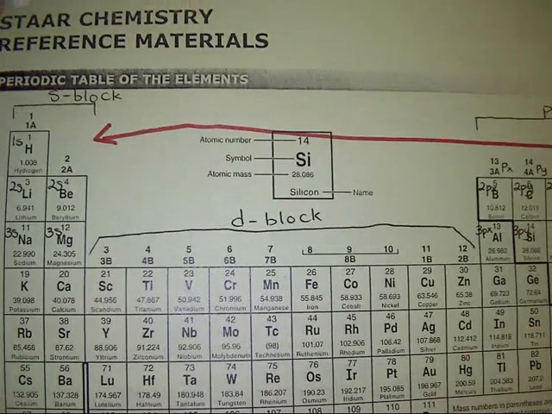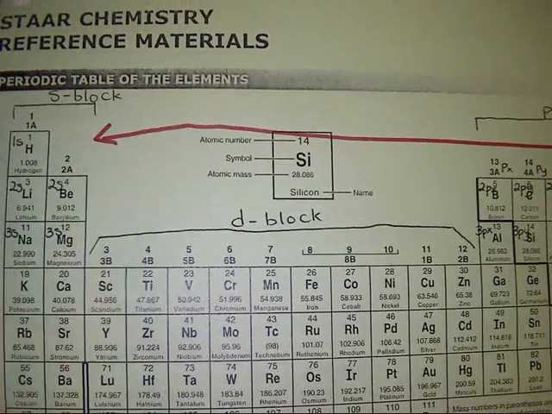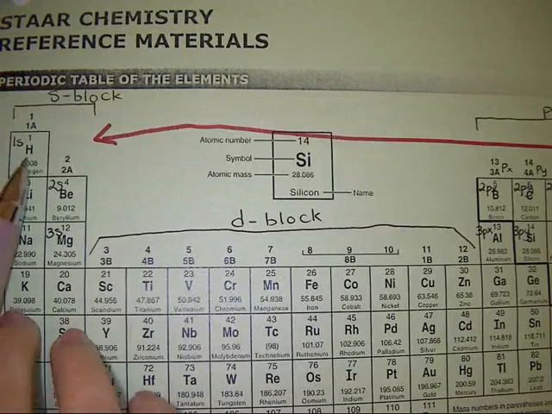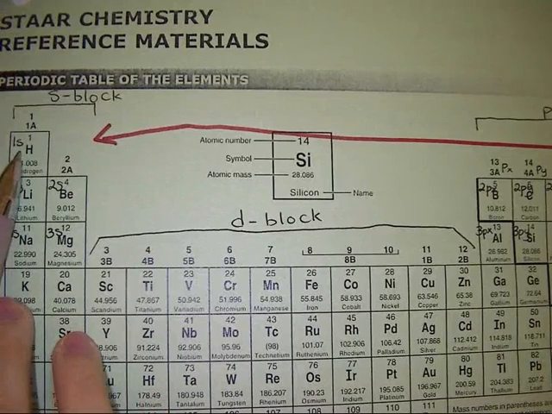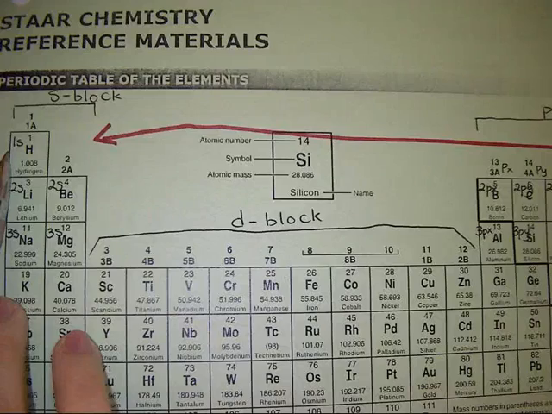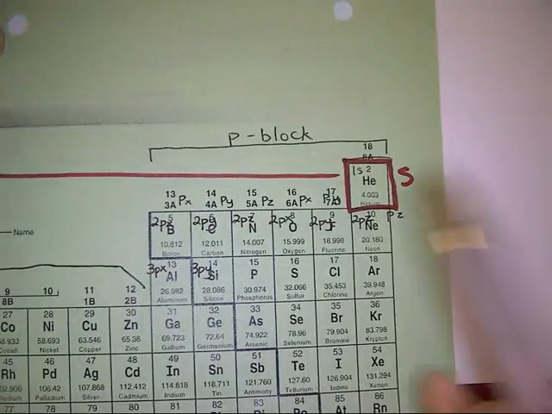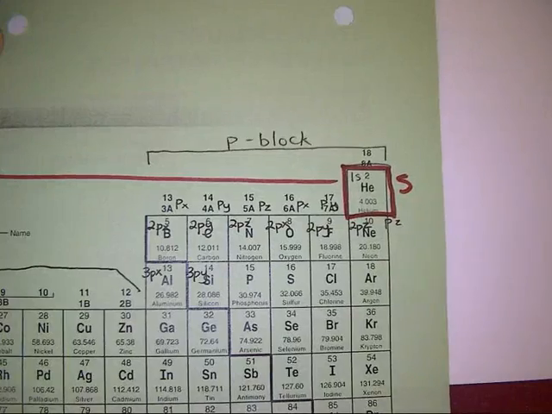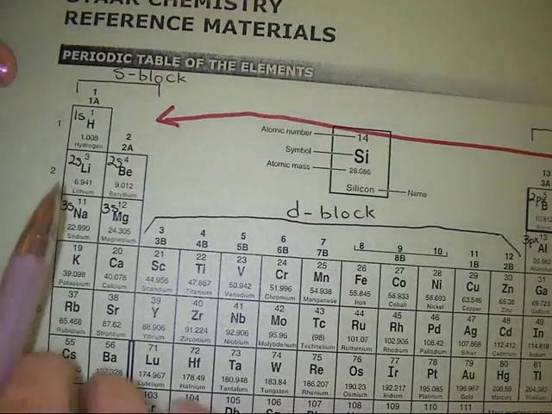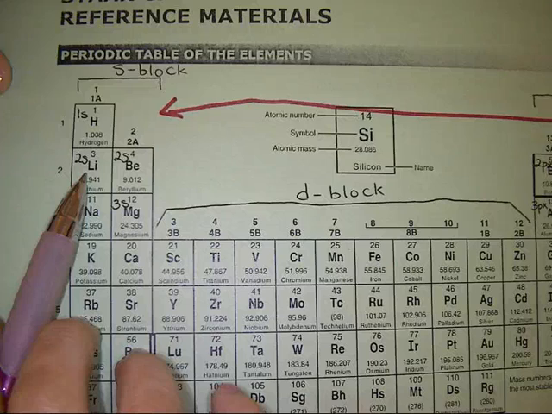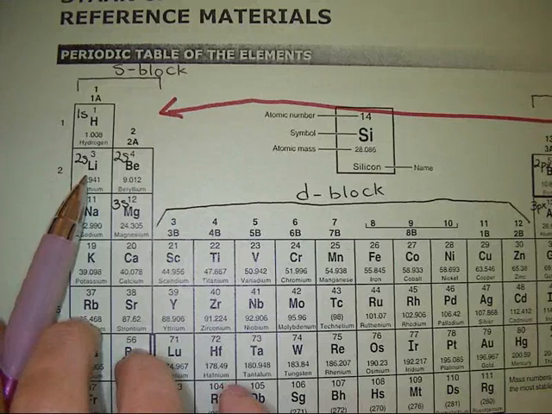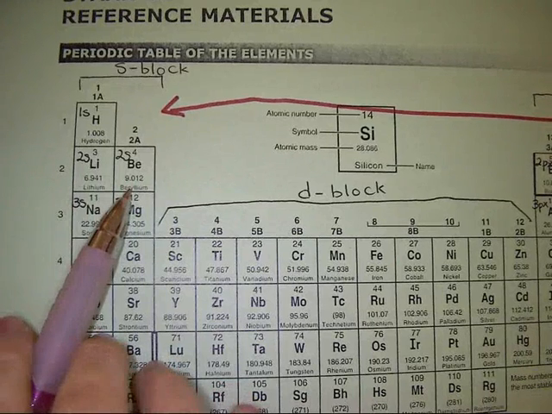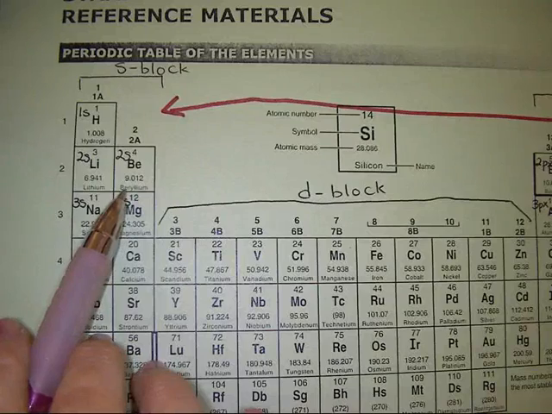Okay, so starting with atomic number 1, that is our electron number 1. It's in the s block and in the first row, so it's 1s. Atomic number 2 is in the s block and it is in the first row, so it's 1s. Atomic number 3 is in the s block in the second row, so it's 2s. Atomic number 4 is in the s block and it is the second row, so it's 2s.